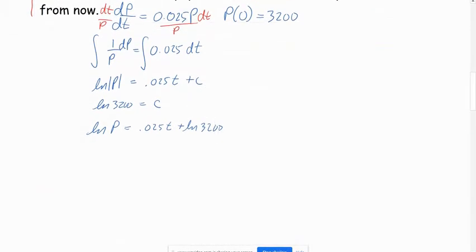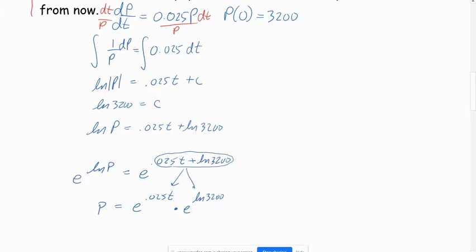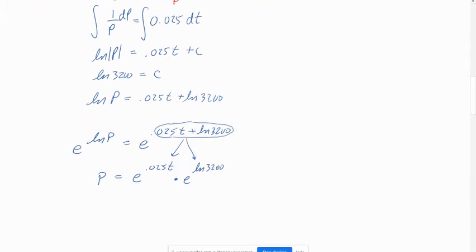So if I raise e to the power of the left side of the equation and e to the power of the right side of the equation, then I end up with p equals e to the 0.025 t. I'm going to split this up into two different parts, times e to the natural log of 3,200. Because remember, when we multiply things with the same base, we add the exponents. So since we have added exponents here, I split that up into a product. And the reason why I did that is because this is just a number that we should be able to get pretty easily.